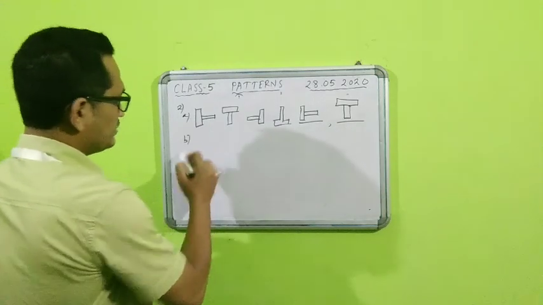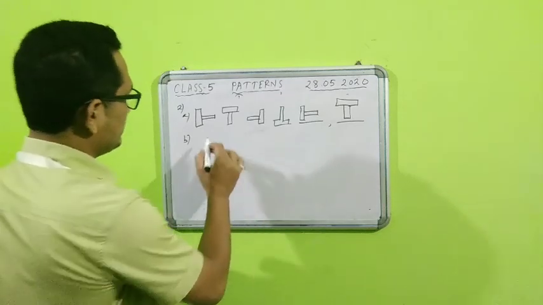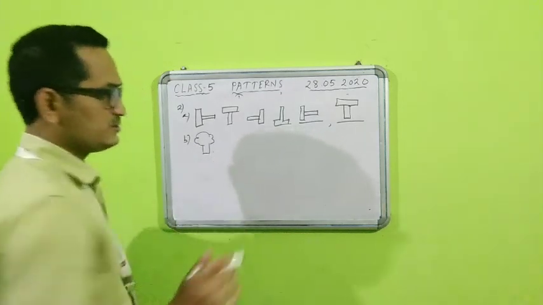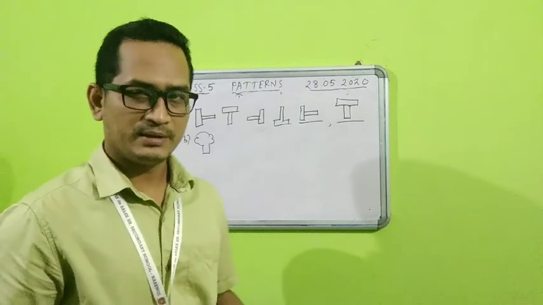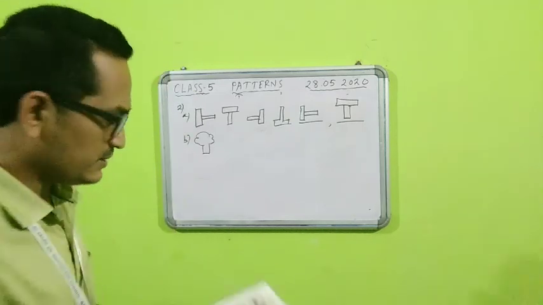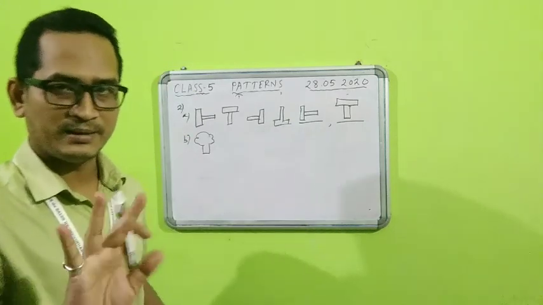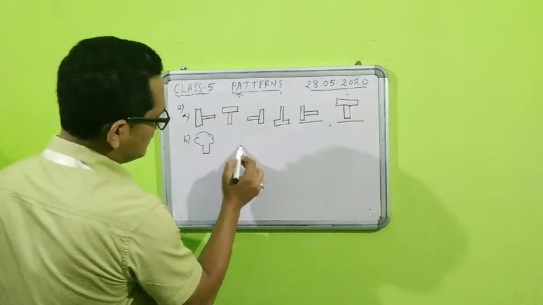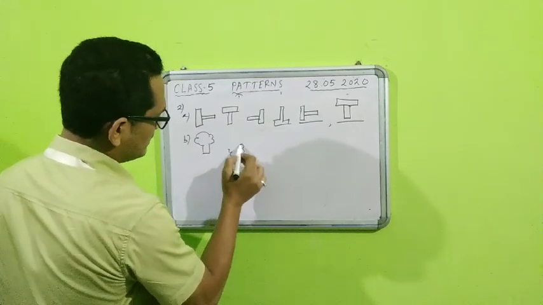Number B, students, it is again a tree. The tree somehow looks like this. See students, figures are a little bit difficult to draw immediately, but I'm trying to do it because these are printed, and I'm doing it by my rough hand. Fine. Now the direction that you see here is somehow like this.